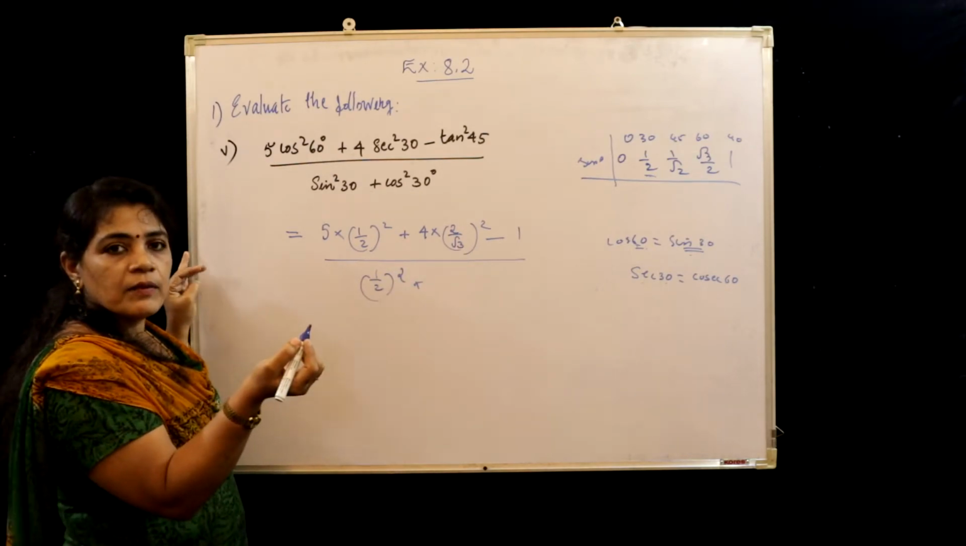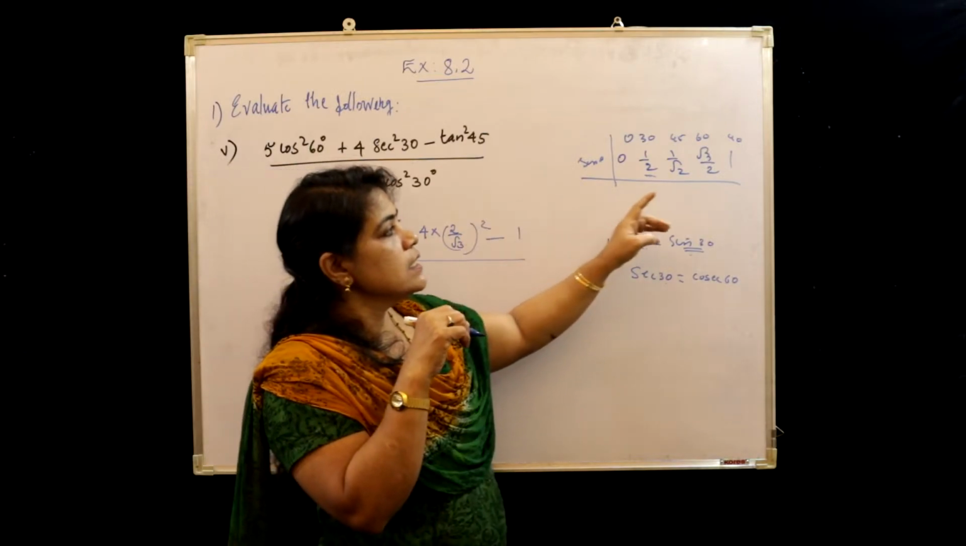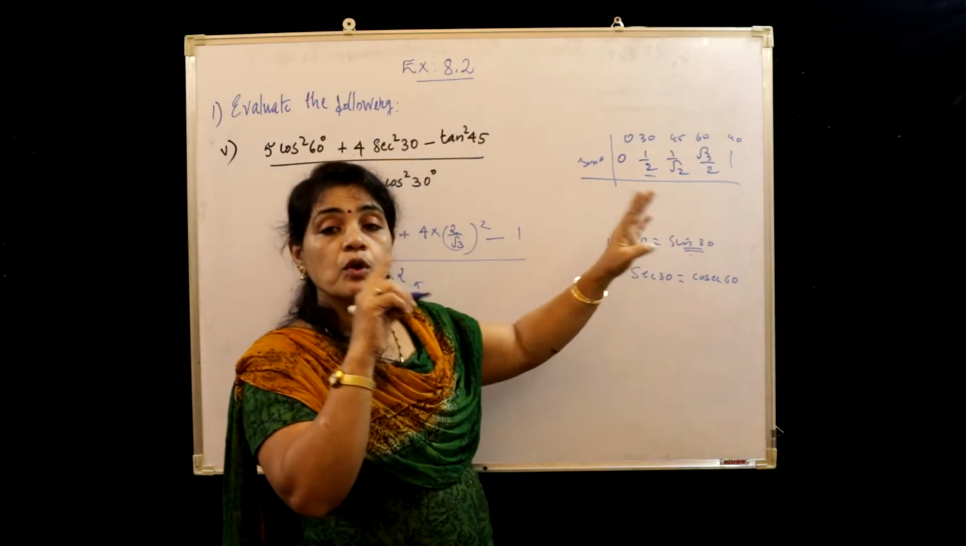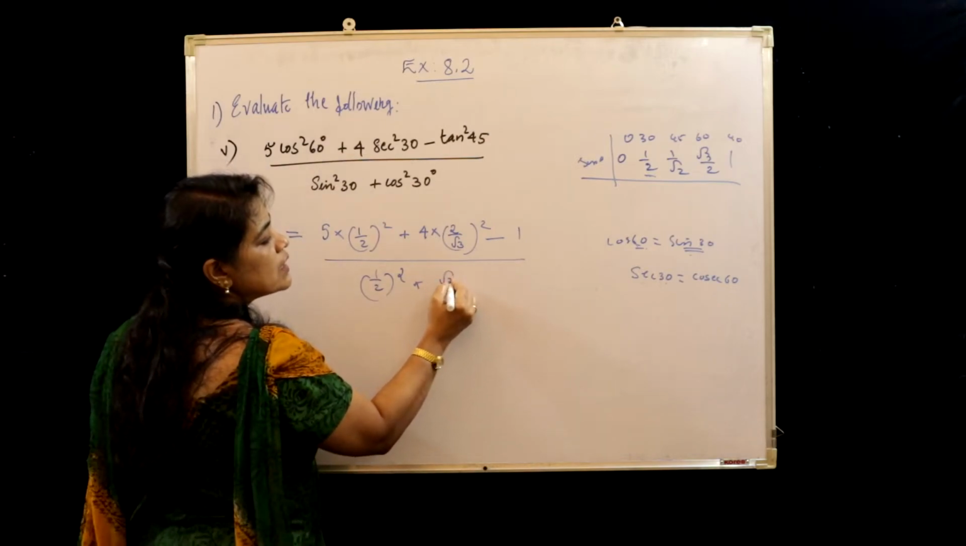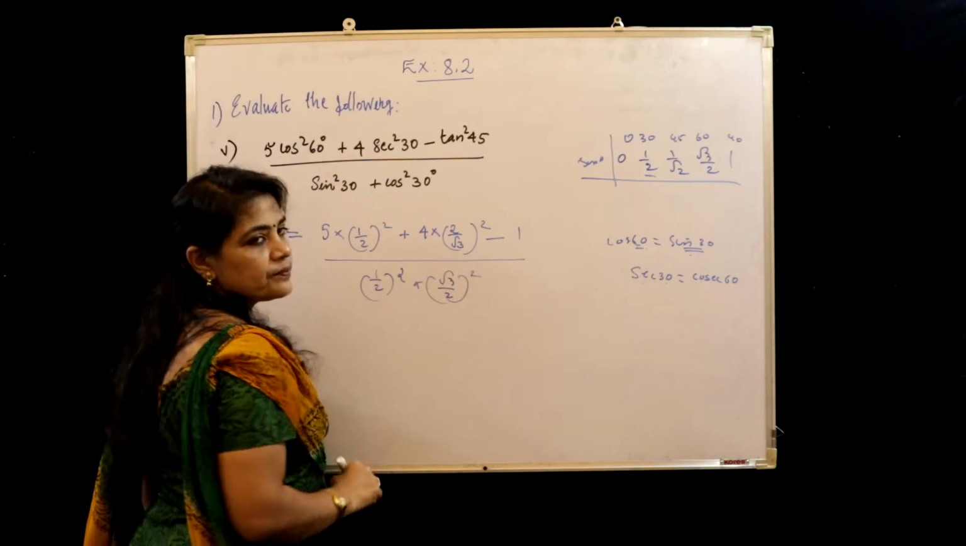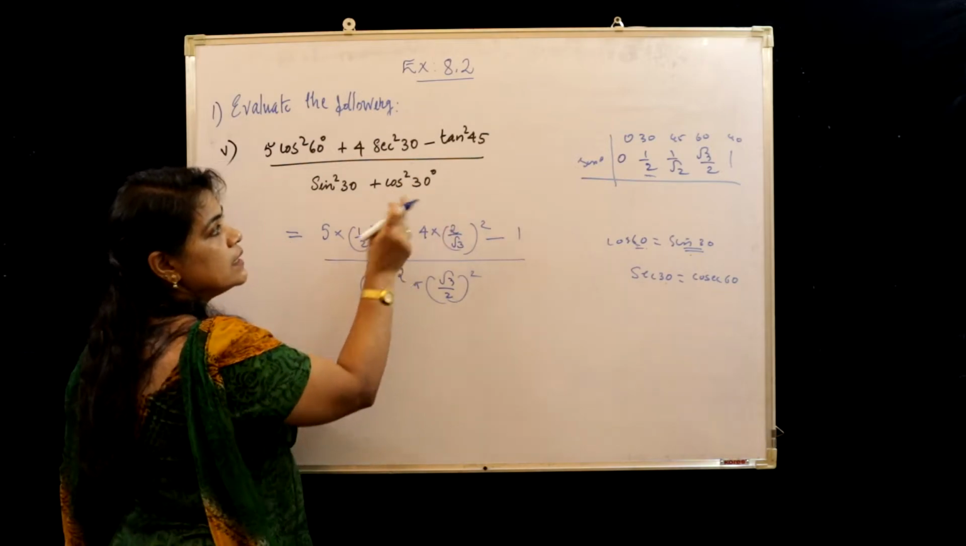Cos square 30 means cos 30. What is cos 30? Cos 30 is root 3 by 2 and its whole square is root 3 by 2 whole square, because cos square 30.